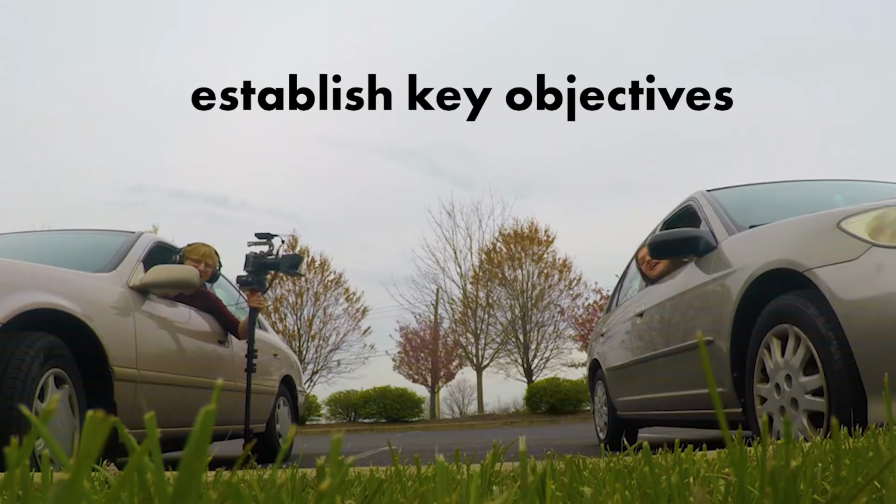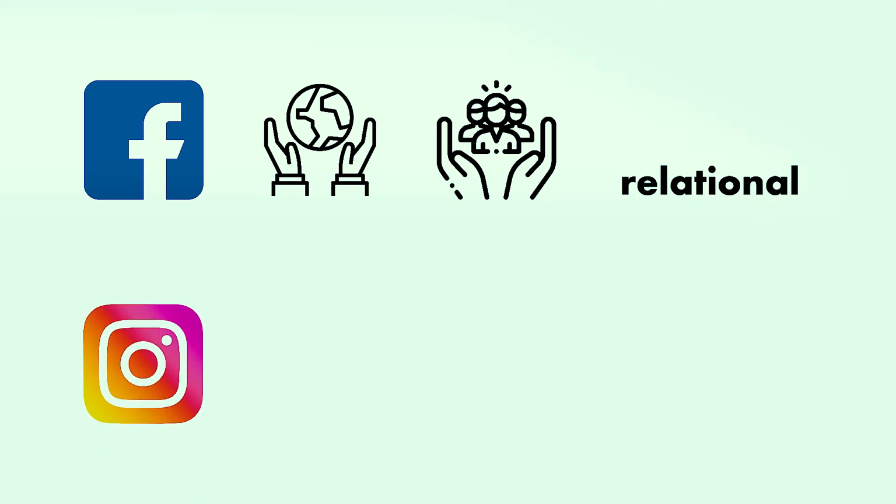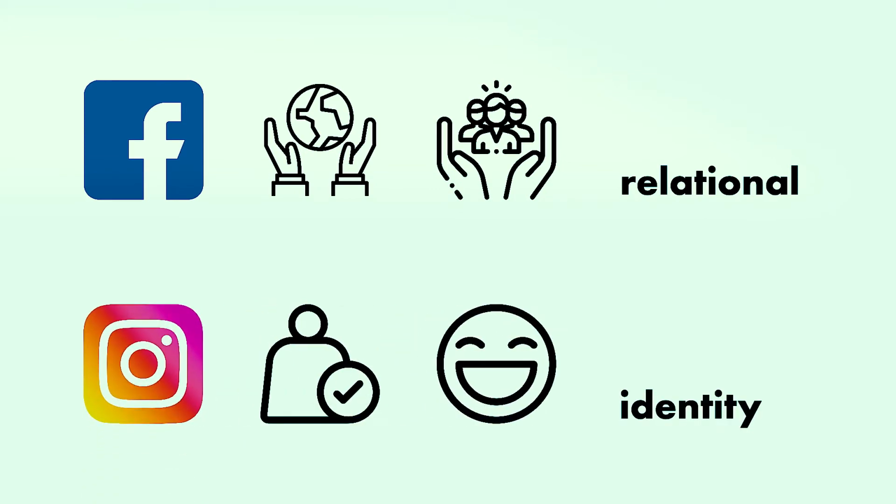Establish key objectives. Each platform has its own strengths, best posting times, and best types of content. So it's important to make sure that you know what the strengths are and set objectives around them. For example, Facebook is going to be really good for increasing awareness of your brand and building a community of followers, whereas Instagram will work well for making your brand look and feel authentic. Having clearly defined goals will help hold you accountable and keep you in budget.